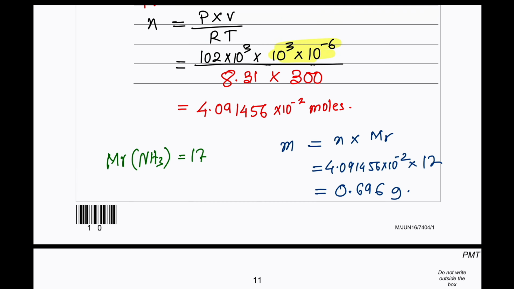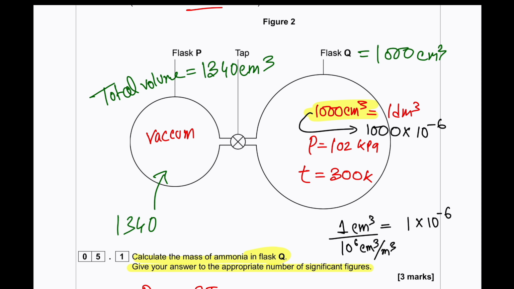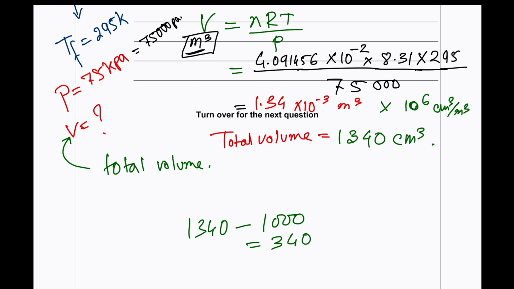Now if we look back, the total volume is 1340. Out of that, flask Q had a volume of 1000 cm cube. So flask P would have a volume of 1340 minus 1000, which equals 340. So flask P has a volume of 340 cm cube.